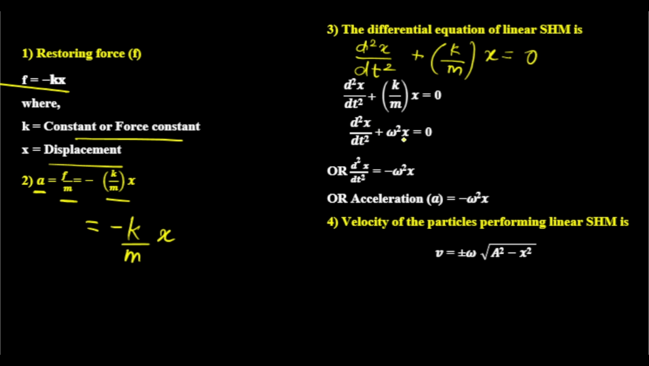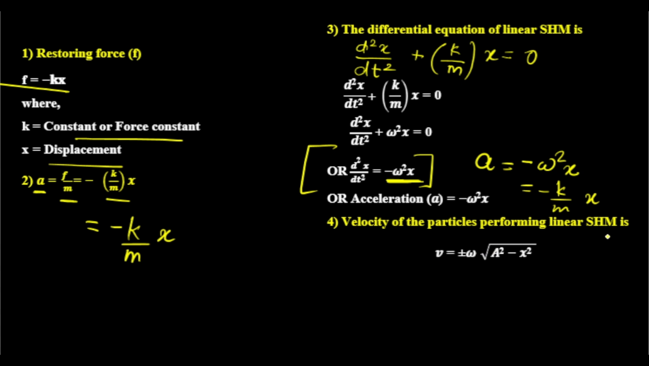So here k by m is omega square, so the equation is d square x divided by dt square is equal to minus omega square x. This will be important. So acceleration is equal to minus omega square x, and from this only we get omega is root of k by m. This thing also we get from here.